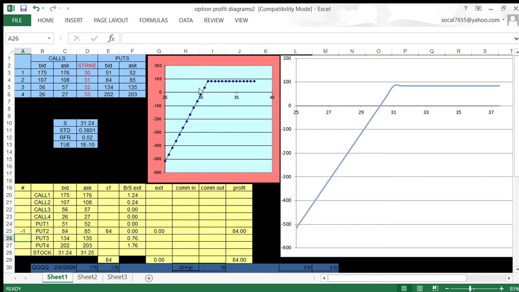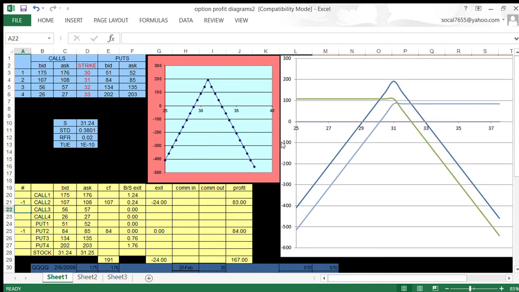Okay, now let's look at a short straddle. I'm short put 2, I'll go short call 2. Okay, and you can see here's the net total profit diagram. That's also over here, but here on this olive green line we see the profit diagram for the short call, and here this somewhat lighter blue line we see the profit diagram for a short put, and then this slightly darker blue line we see is the net total, which is replicated over here.